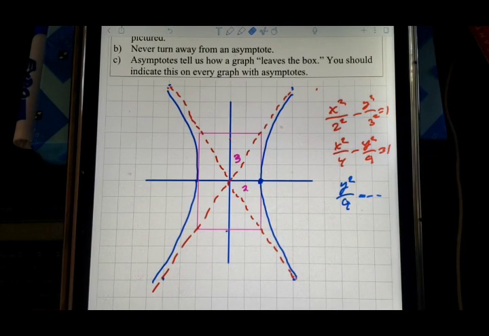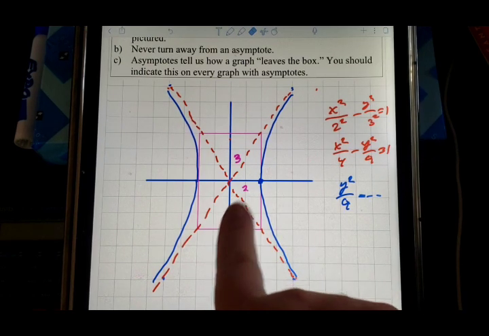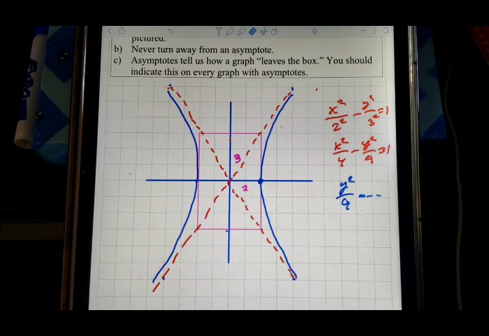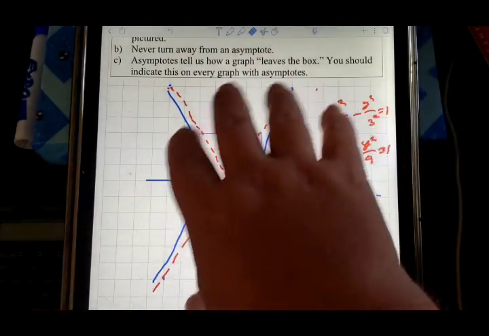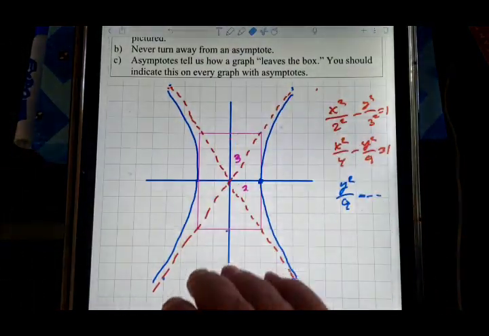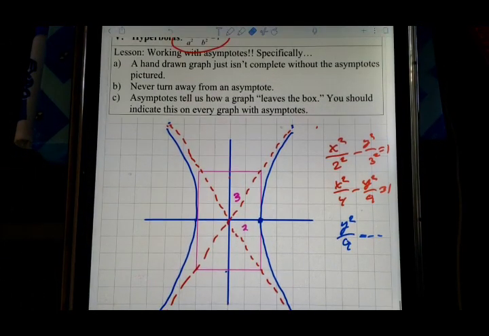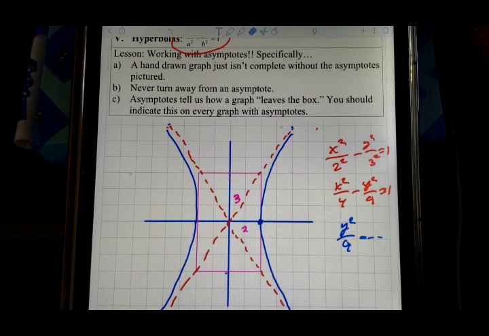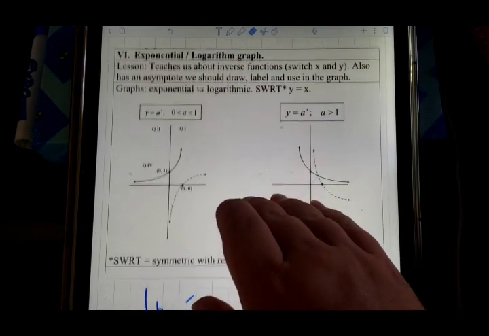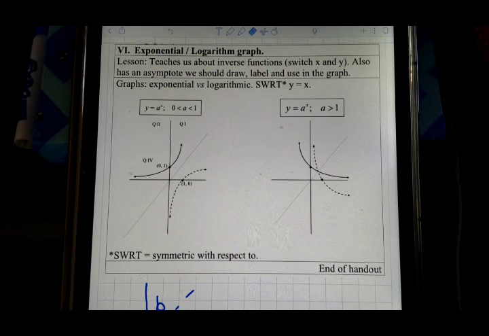in my regular classes. Draw them as dashed lines because anything solid should be the graph itself. The dashed lines are just there to help. But it's one of the times when we learn to draw asymptotes and we really kind of emphasize them. And we've emphasized asymptotes for other graphs, but not just that. All right.